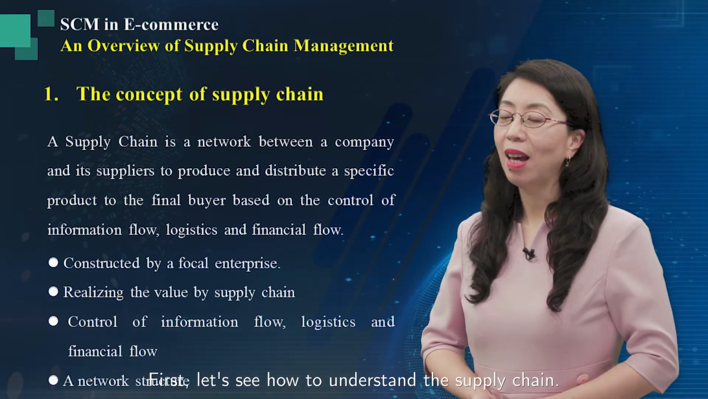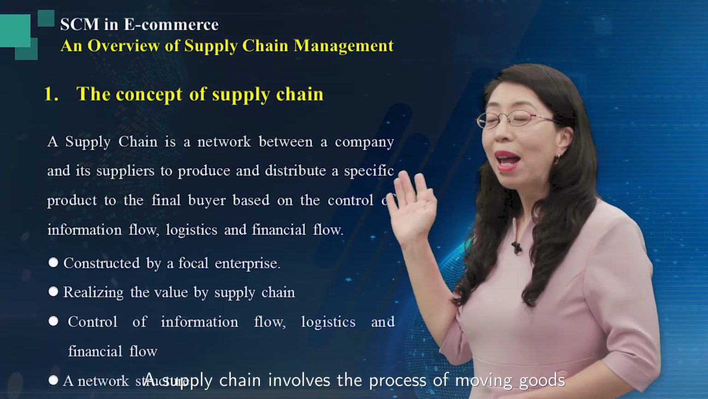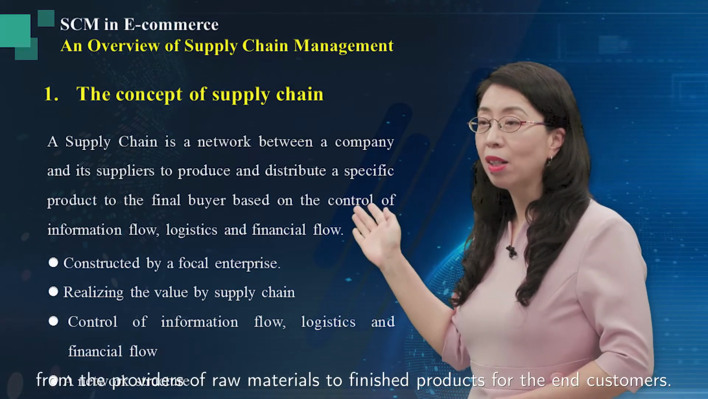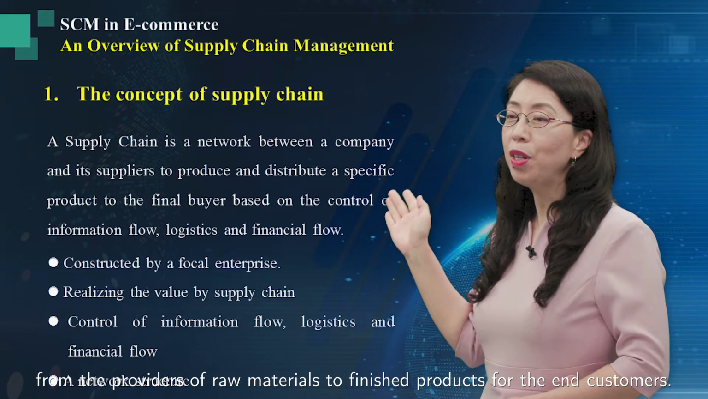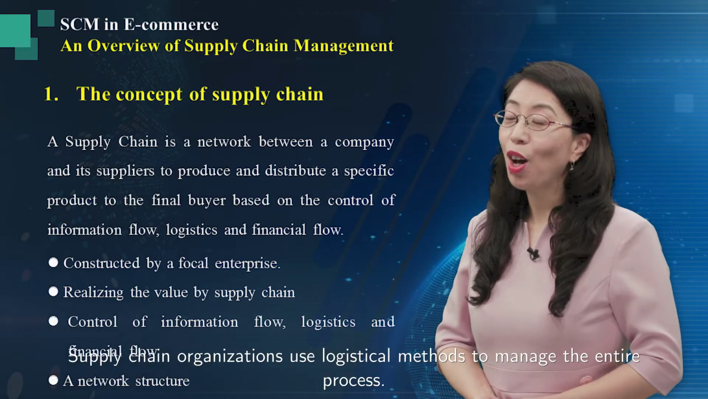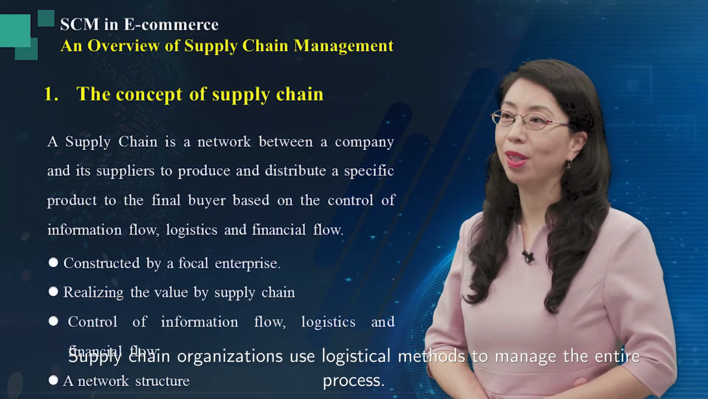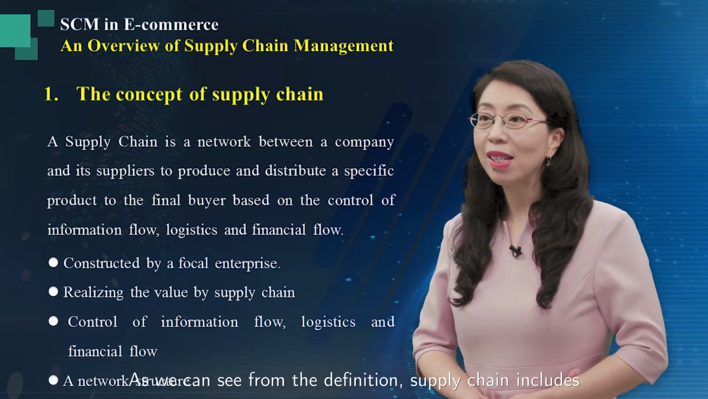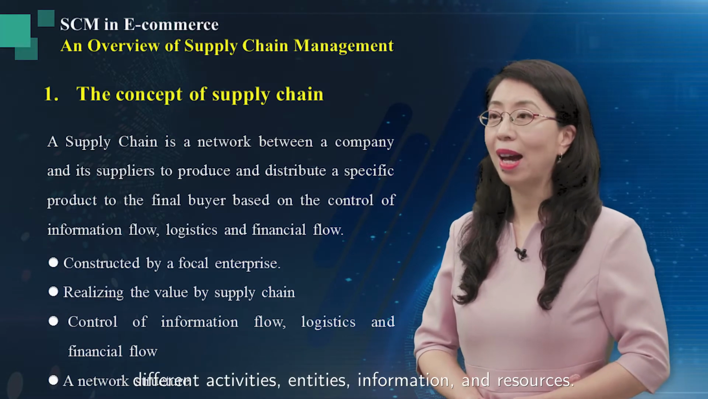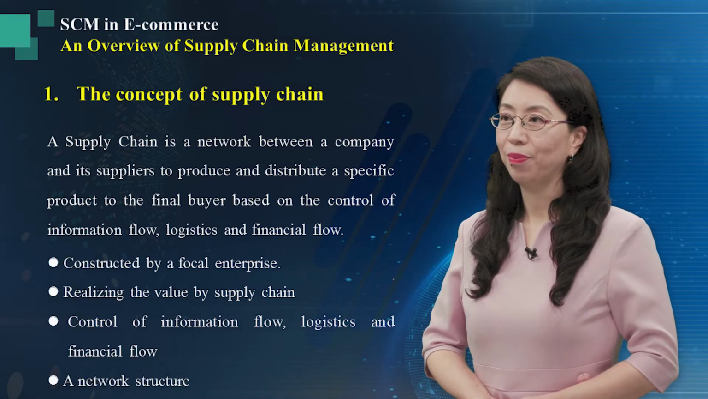First, let's see how to understand the supply chain. The supply chain involves the process of moving goods from the providers of raw materials to finished products for the end customers. Supply chain organizers use logistical methods to manage the entire process. As we can see from the definition, supply chain includes different activities, entities, information, and resources.